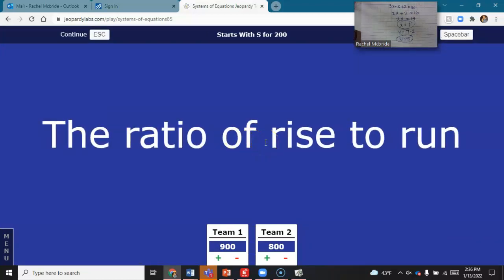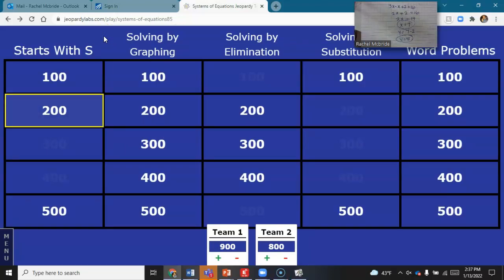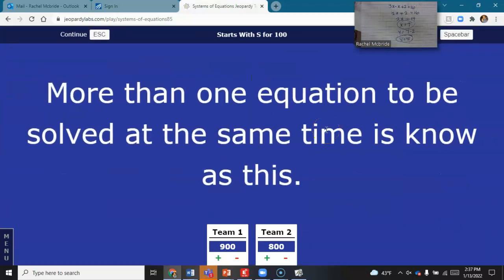Okay, what is the ratio of rise to run? Remember, the category starts with S. No, she cheated. Rise over run. She just said it! All right, 100 points. I changed the question. She's cheated every time. You still don't know? No, I don't know.